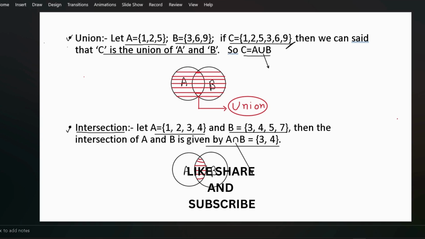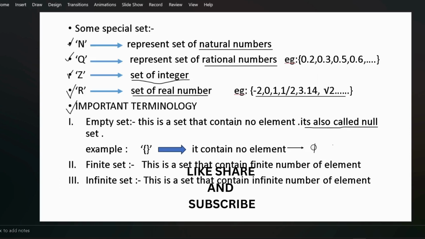Clear? So what is the intersection portion? This is the intersection portion. Clear? I hope all the slides are clear.